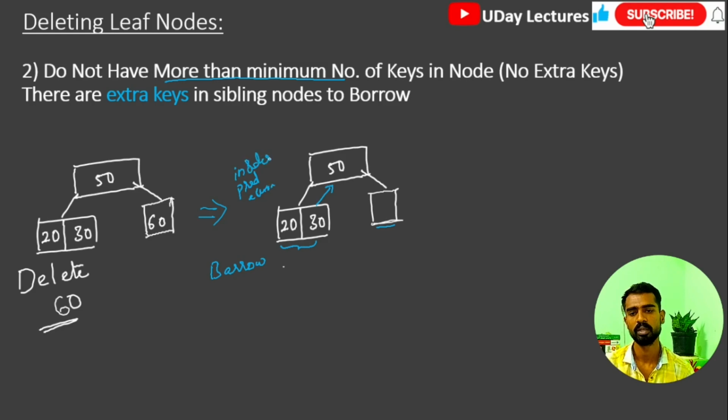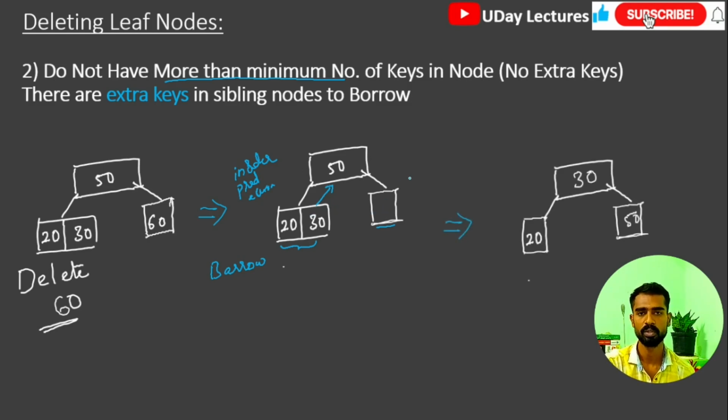And if it is a right sibling, we are going to borrow the in order successor, which is the smallest element in the right subtree. But if it is the in order predecessor, it is going to be the biggest number in the left sibling. But we cannot replace with 30 directly here, so it has to go through the parent. So the updated tree would look something like this.